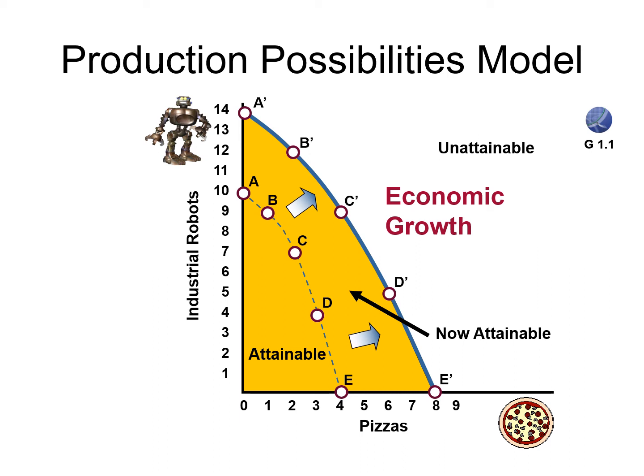Look at the combination of capital goods and consumer goods taking place at B versus D. At B, society has decided to allocate more resources towards the production of industrial robots, capital goods, and fewer resources towards the production of pizzas, consumer goods. At D, the opposite is taking place. Society is allocating more of its land, capital, and labor towards the production of consumer goods and fewer economic resources to the production of capital goods.